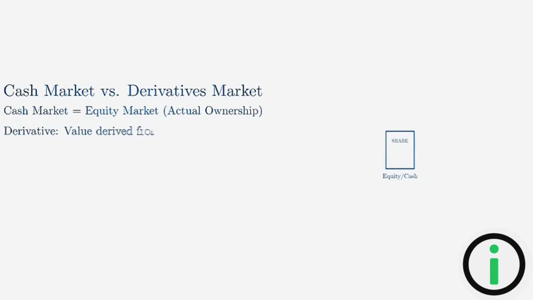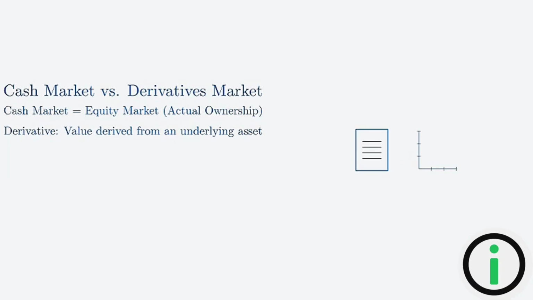But there is another world called the derivatives market. A derivative is a contract that derives its value from an underlying asset, like a stock or an index. You aren't buying the company. You are trading a contract based on its price movement.